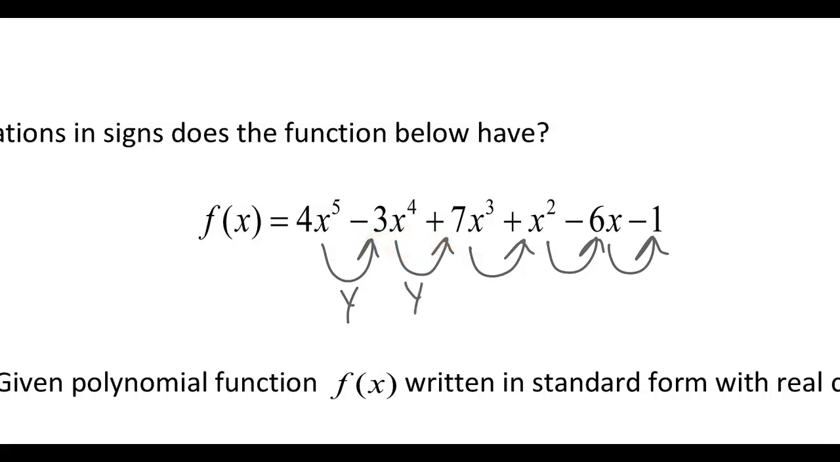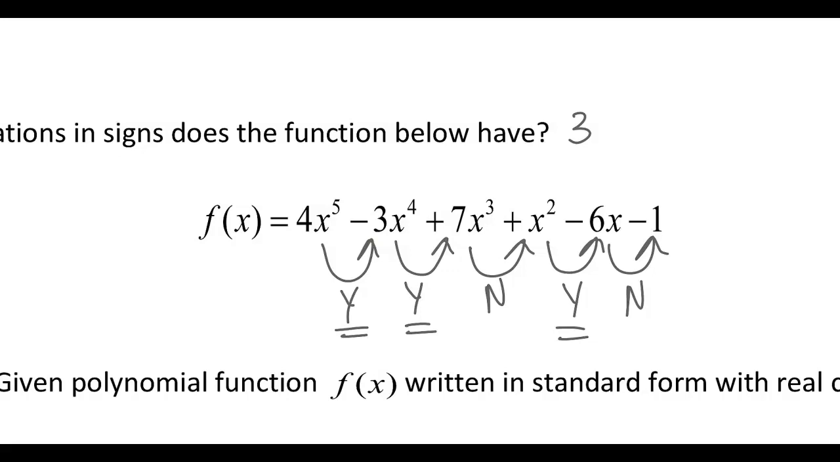Yes. From 7 to x squared? No. From x squared to negative 6x? And from negative 6x to negative 1? No. So in this problem, how many times did the sign change? 3 times. That's what I'm talking about when I say a sign variation. So in this case, there are 3 sign variations.